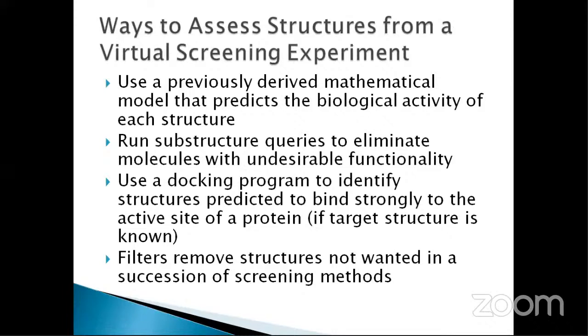Ways to assess the structures from a virtual screening experiment: use a previously derived mathematical model that predicts the biological activity of the structure. Either you can find a previously designed mathematical model, meaning you should have pre-knowledge of the model, which predicts the biological activity of each structure of the protein. Or run substructure queries to eliminate the molecules with undesirable functionality.